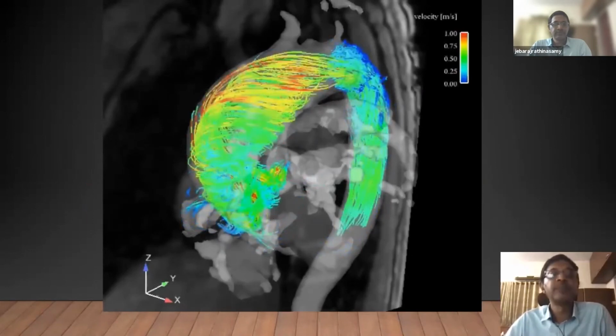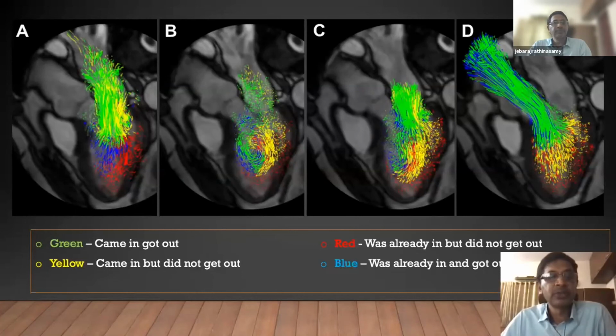We could also generate pictures like this. These are 4 snapshots during a cardiac cycle of the atrium and ventricle. And the blood pools are color coded according to what they do during the cardiac cycle. The green points are the ones that come in during diastole, and all of them get out during systole. The yellow points come into the ventricle, but they do not get out during that cardiac cycle. The red points were always within the ventricle, they never came in and never went out. And the blue points were the residual blood present from the previous cardiac cycle, which gets out of the ventricle during ventricular systole.